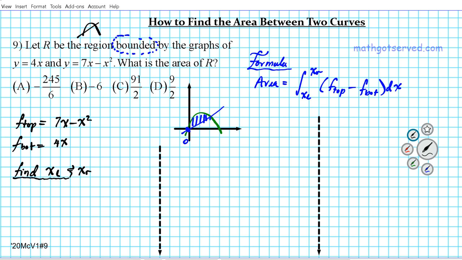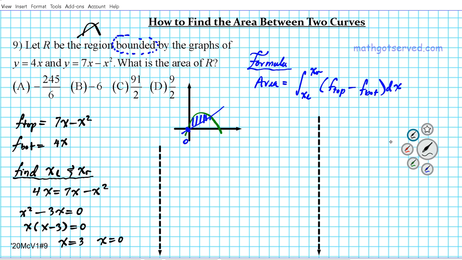Now, how do we find x left and x right? We just simply set both equations equal to each other and solve algebraically. Okay, so we have 4x is equal to 7x minus x squared. Okay, so we can add x squared to both sides and subtract 7x from both sides. So you have x squared minus 3x equals 0. Factor out x, and you have x times (x minus 3) equals 0. If you use the zero product property, x is equal to 3 or x is equal to 0.